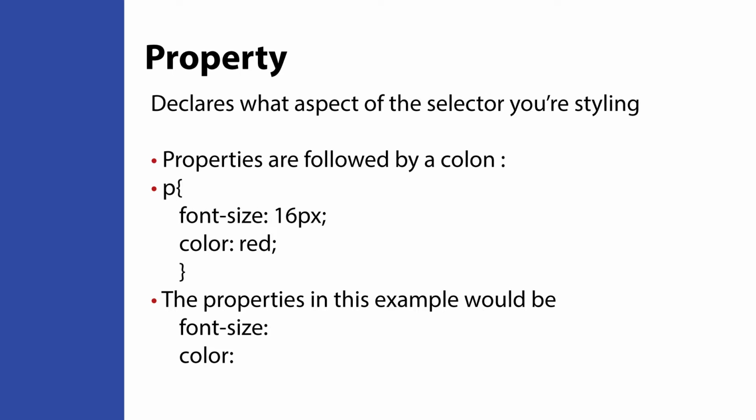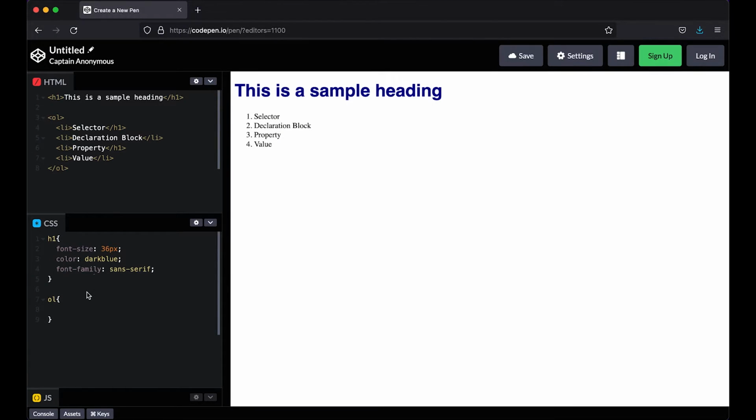And we can move on to the property component of CSS. The property component declares what aspect of the selector you're styling. Properties are always followed by a colon. So in our example for our H1, we have a font size property, a color property, and a font family property. For the styling for our ordered list here, we're going to do a similar thing as we did with our H1 selector, and we're going to start with a font size property. We're also going to add a color property, which is going to change the color of the text.